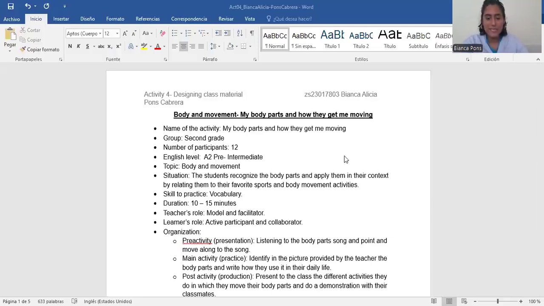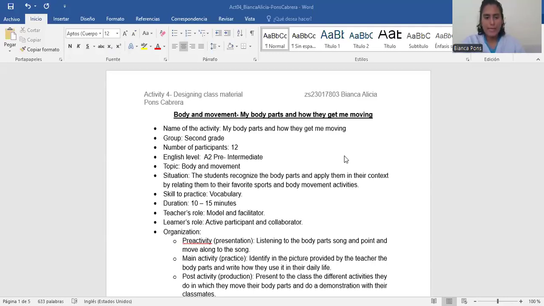Now that you can see my screen, the topic of this activity that I planned is body and movement. And I decided to personalize the title of the lesson by saying my body parts and how they get me moving so that the students can actually see and feel involved in this learning scenario. So that will be the name of the activity that we'll be working with.